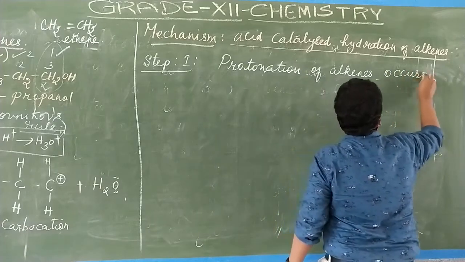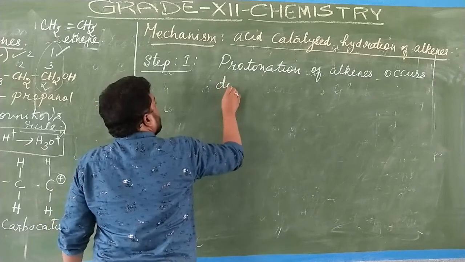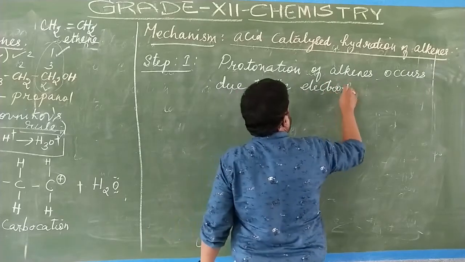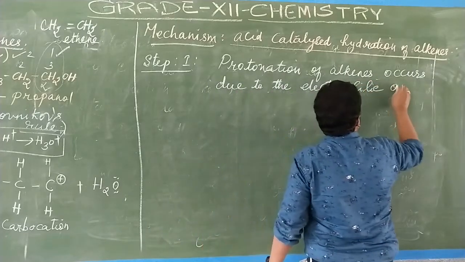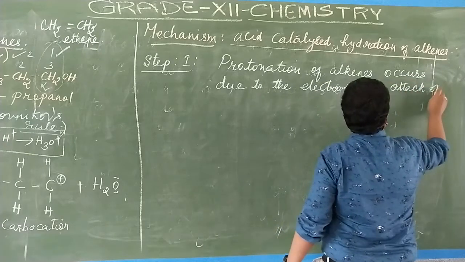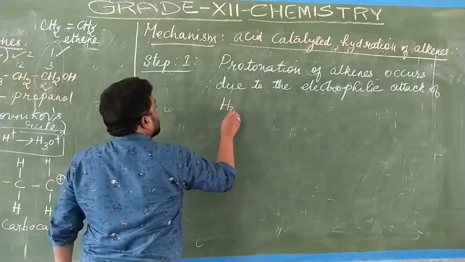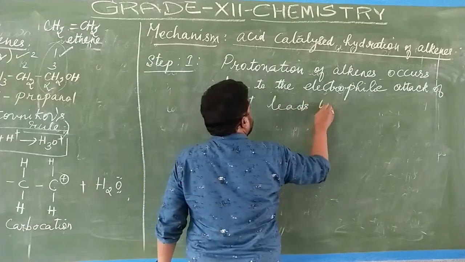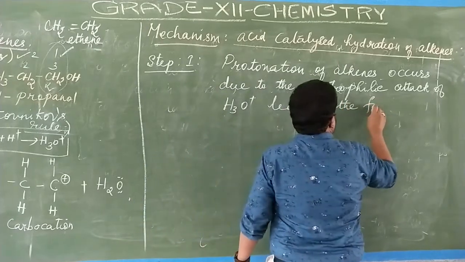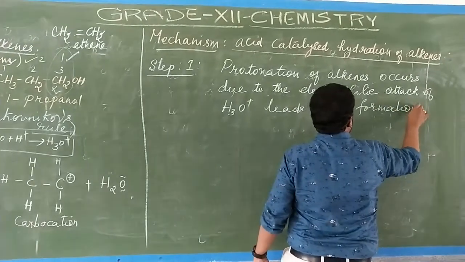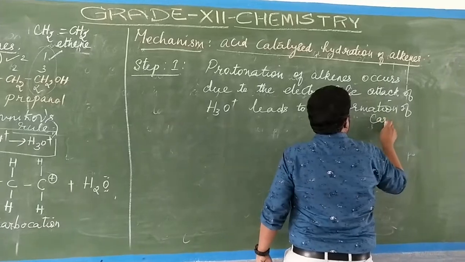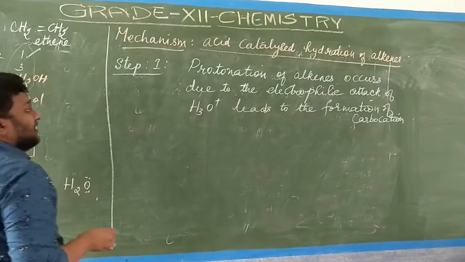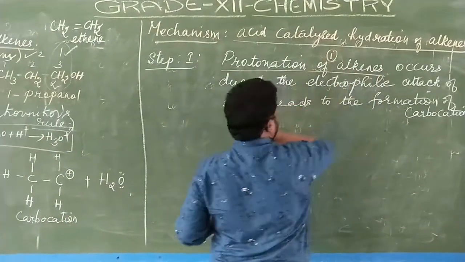occurs due to the electrophilic attack of H3O plus ion, which is called hydronium ion, leading to the formation of carbocation. Key terms are used here. Protonation of alkenes is the first key term I have used.